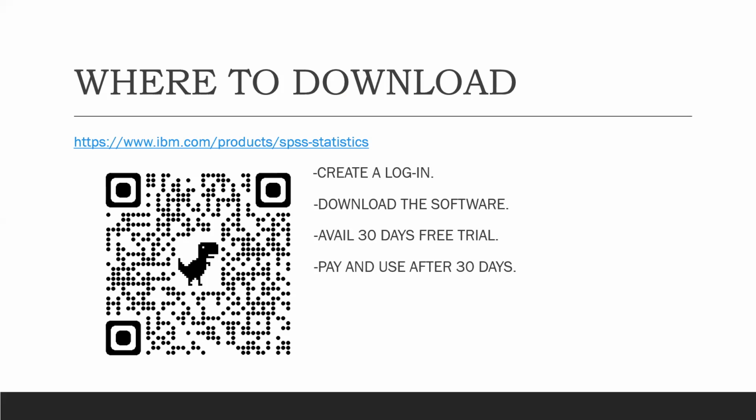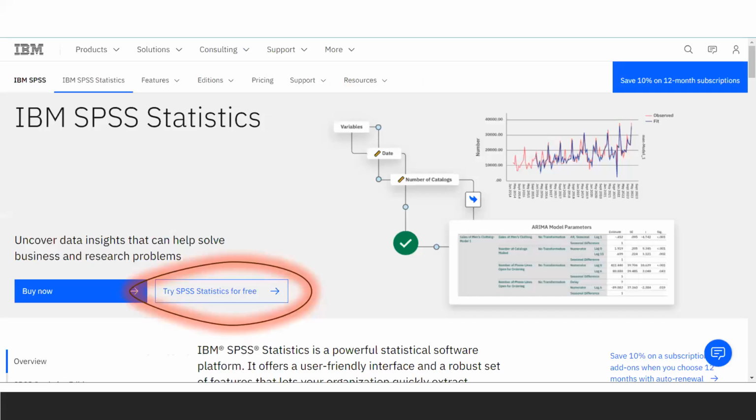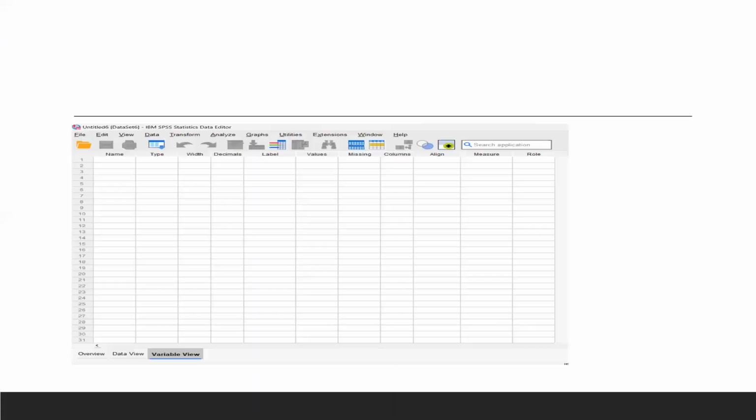So it's up to you. If you're too rich, or if you have any important work using SPSS, you can download it, because it's easy for you to use. Obviously, when you know how to use it, it's easy. This is the website. Use the try SPSS statistics for free. Okay, this is how it will look after you open the software.